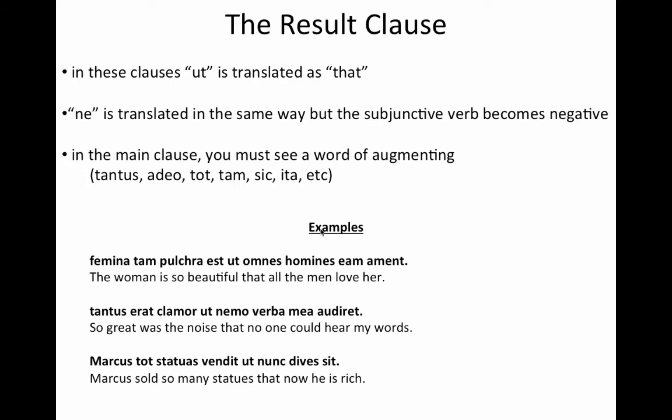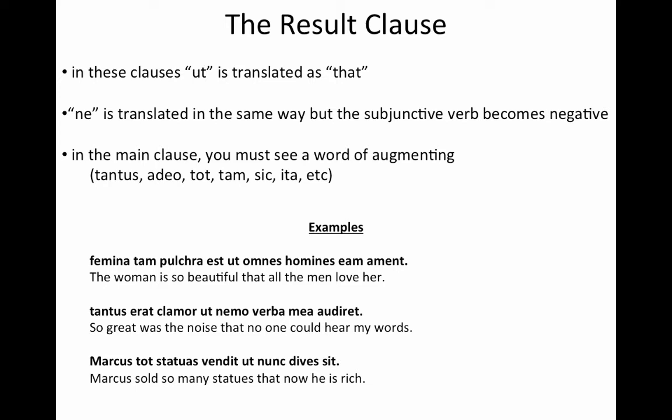The next is a result clause. Again, it starts with an ut if it's positive or a ne if it's negative. Either way, it's translated as that usually. And if it's a ne, it makes the subjunctive verb negative. And there is some really easy, concrete way to tell a result clause is coming, because most of the time you're going to see this trigger word. And some of those trigger words that you'll see are tantus, adeo, tot, tam, sic, and ita. There are other ways to trigger result clauses, but this is 95% of the time what you'll see.